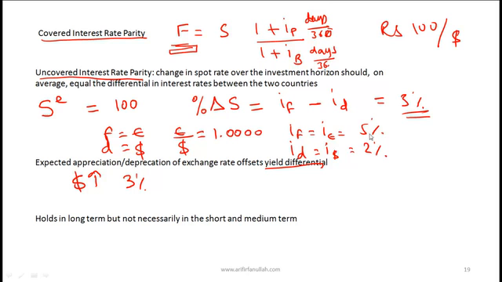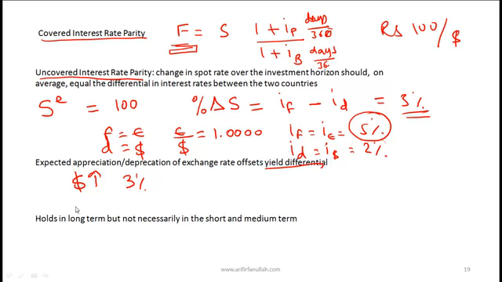So in other words, for the US investor that I was talking about earlier, if he invests in Eurozone, then in terms of euro, he will make a 5% return. But since the euro will weaken, or we can say the dollar will strengthen, in dollar terms, his return is going to be less. So in dollar terms, it will essentially boil down to 2%. So effectively what we are saying is that the expected appreciation offsets yield differential.